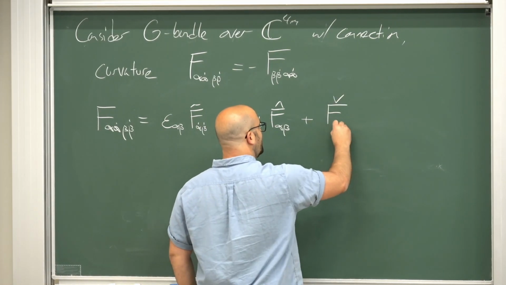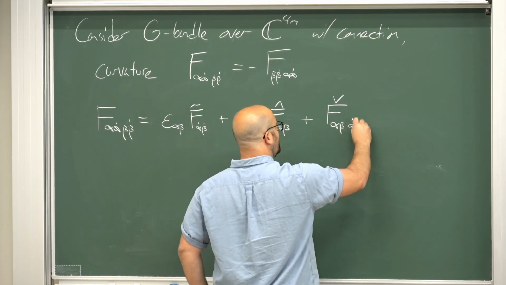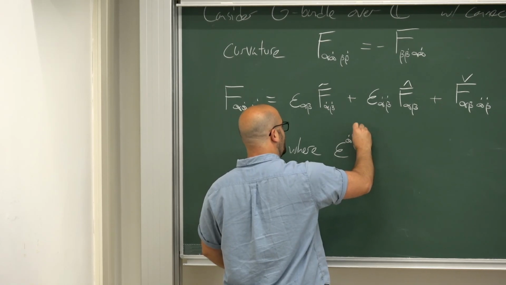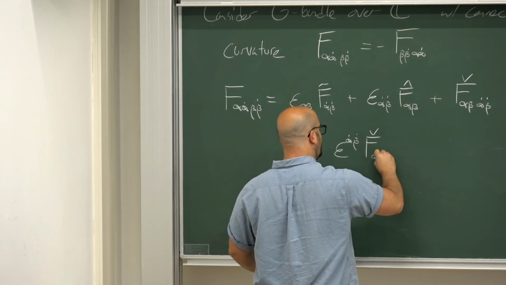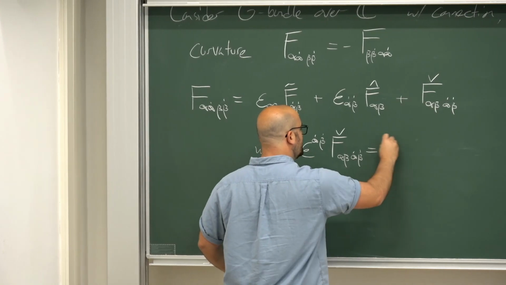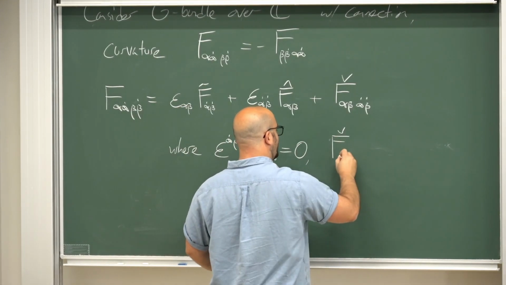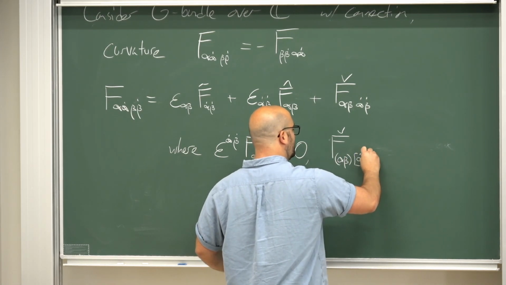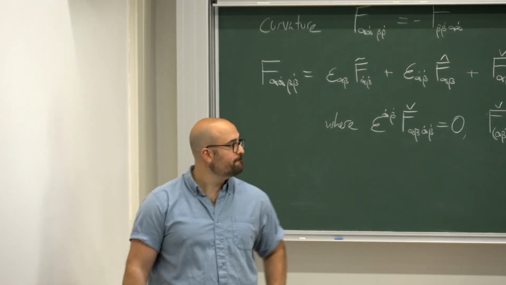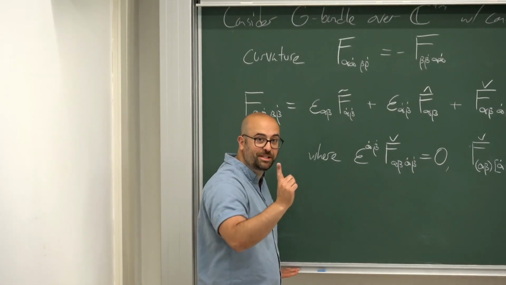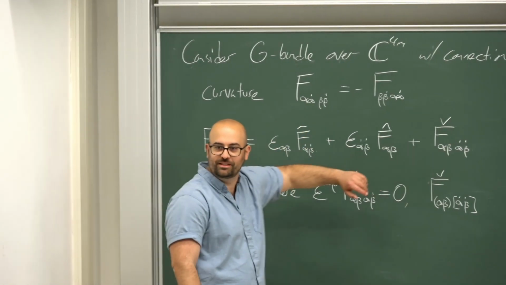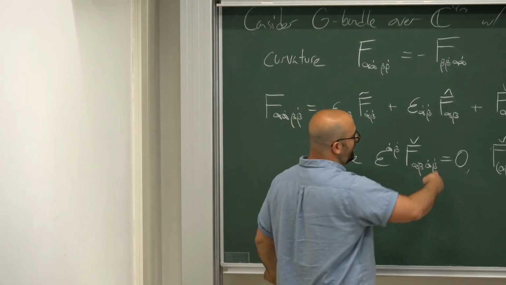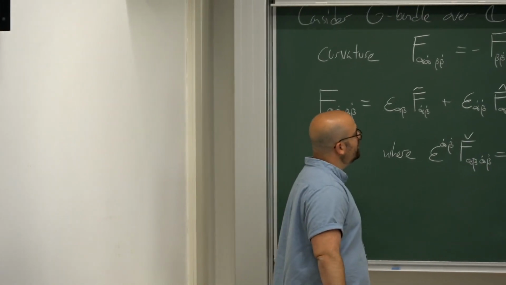Let me call it F check_{αβα̇β̇}, where epsilon^{α̇β̇} contracted into F check is equal to 0, and F check is, let me abuse notation here, symmetric on the undotted indices and skew on the dotted indices. Okay? So in 4D, for m equal to 1, I wouldn't have this guy, right? Because the decomposition is unique on the skew-symmetric bit. But for m greater than 1, I also have this dude to worry about.